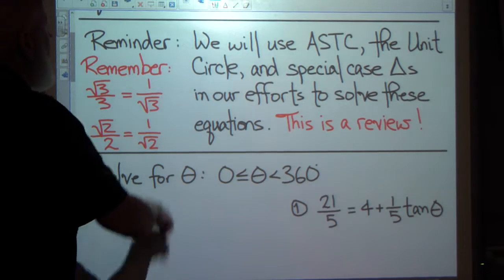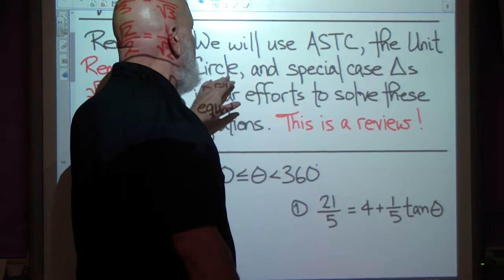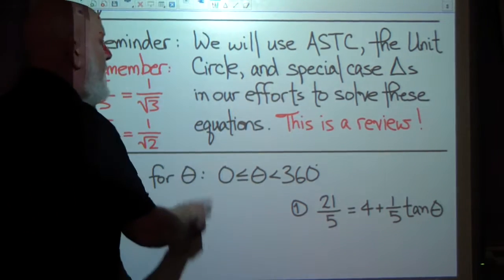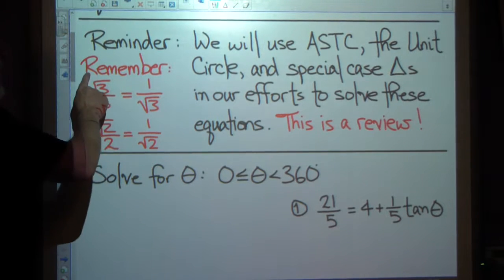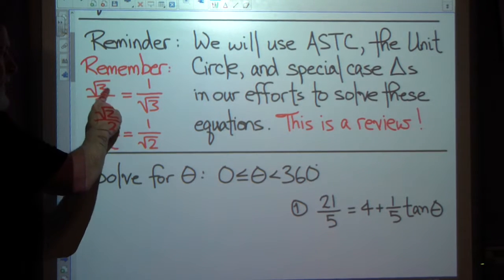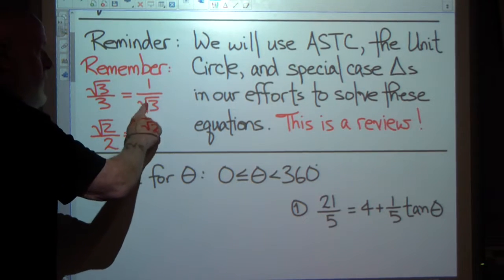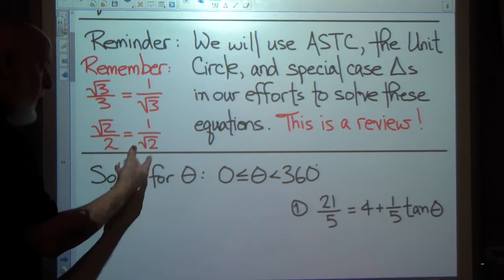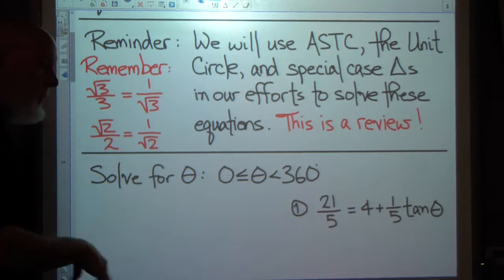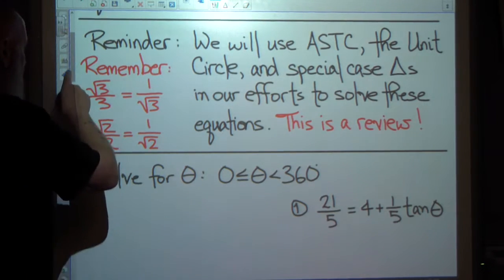We shall see. Reminder, we will use All Students Take Calculus, the unit circle, and special case triangles in our efforts to solve these equations. This is a review. Also remember that if you run into radical 3 over 3 and you're using special case triangles, that's the same thing as 1 over radical 3. If you run into radical 2 over 2, likewise, that's the same thing as 1 over radical 2.